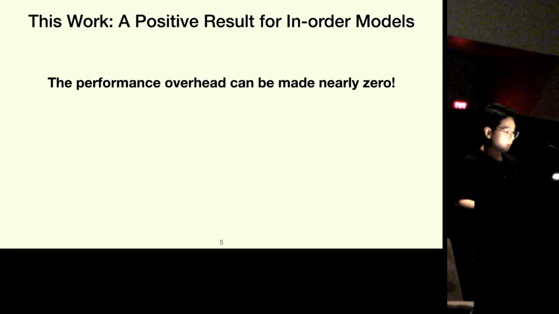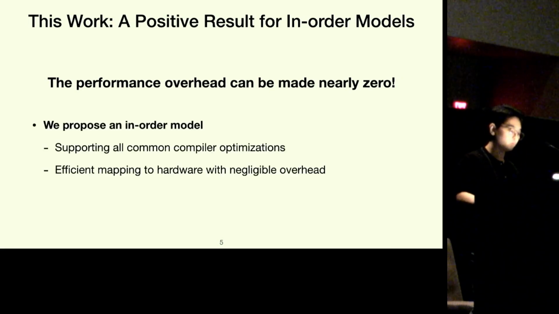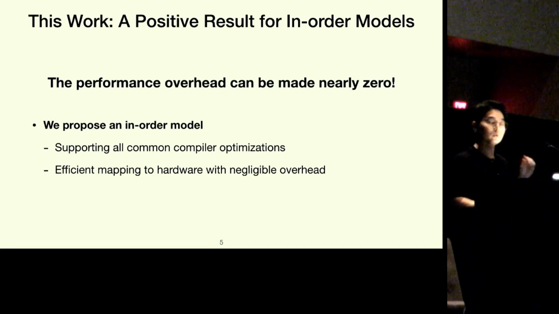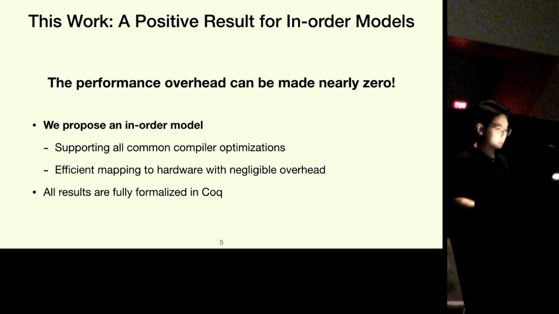However, our results show that this performance overhead can be made nearly zero. In this work, we develop an in-order model that supports all common compiler optimizations and can be efficiently mapped to hardware with only negligible overhead. All the results of this paper are fully mechanized in the Coq proof assistant.